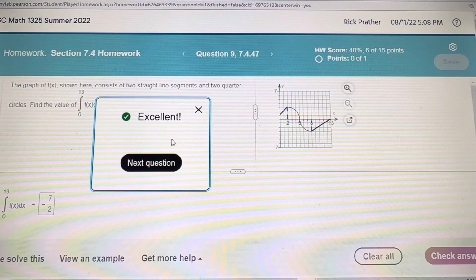But as soon as they actually say, I want area, then any negative areas, because area can't be negative in geometry, then we have to change those to positive. Even though a definite integral its meaning actually is area, you don't do it as area unless they specifically say area.